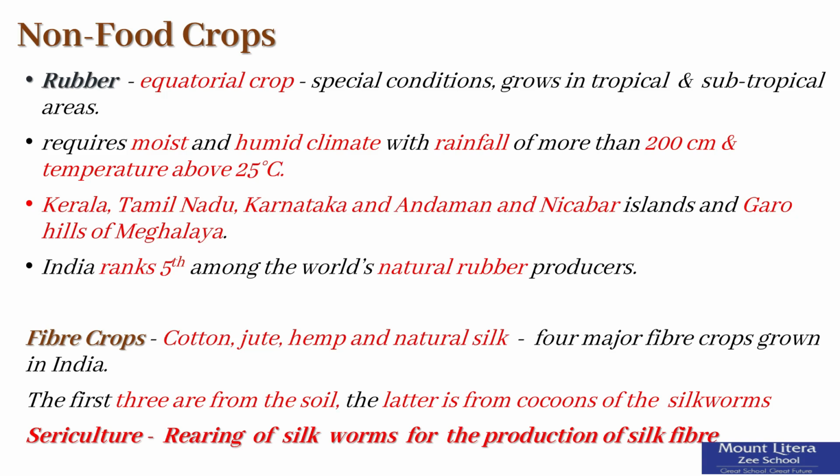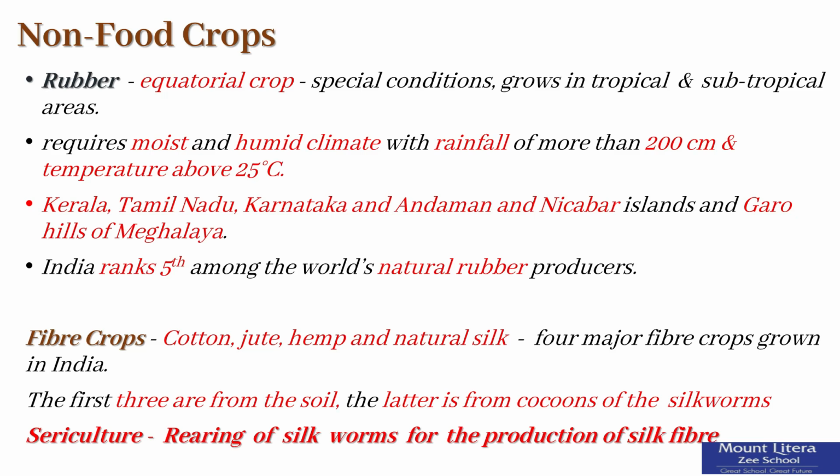Non-food crops. Rubber. It is an equatorial crop, but under special conditions, it is also grown in tropical and subtropical areas. It requires moist and humid climate with rainfall of more than 200 centimeters and temperature above 25 degrees Celsius.